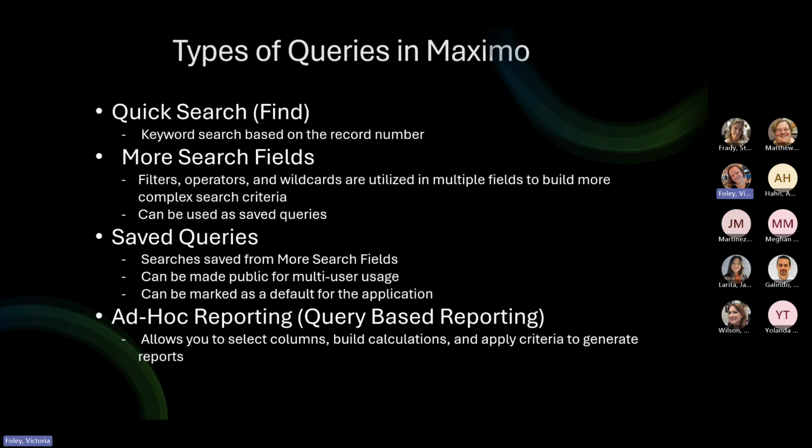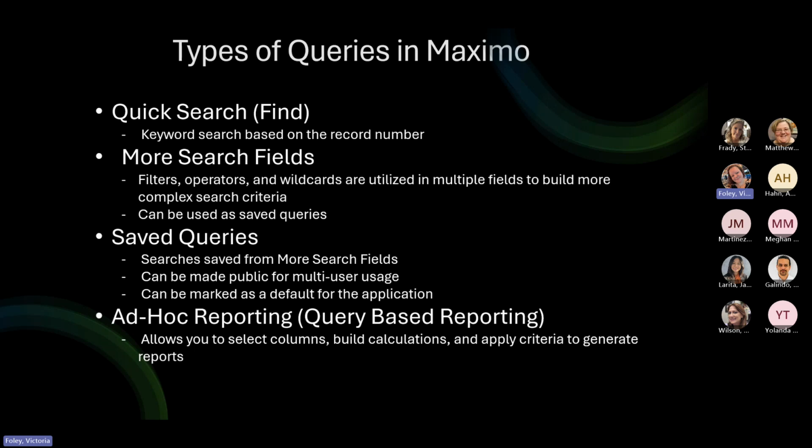which leads us to our next query ability in Maximo, your saved queries. These are saved from your search options. They can be made public so that multiple users can access them. They can also be marked as default so that as soon as you enter that application, that query is what pulls up the records that you see.